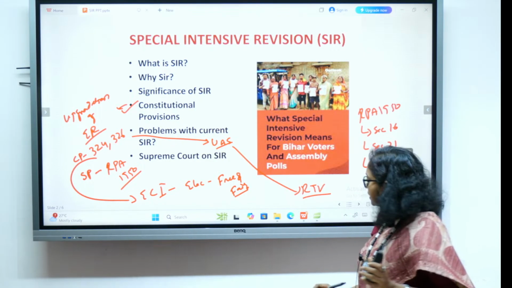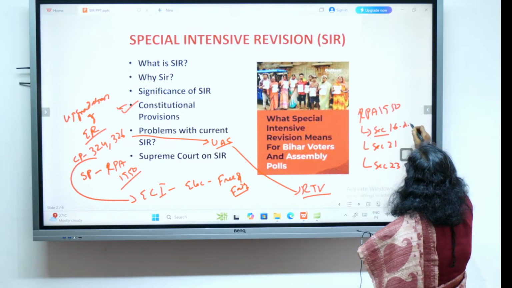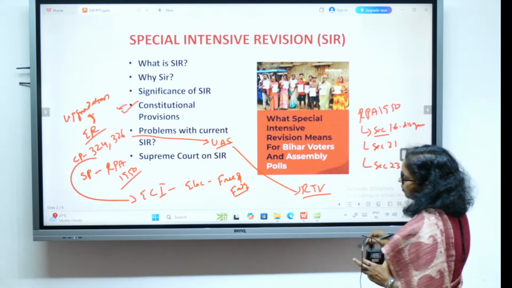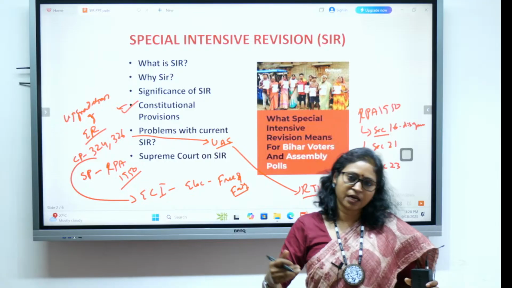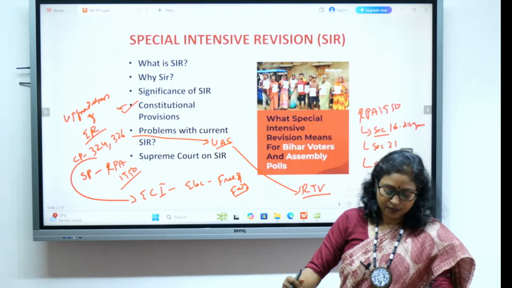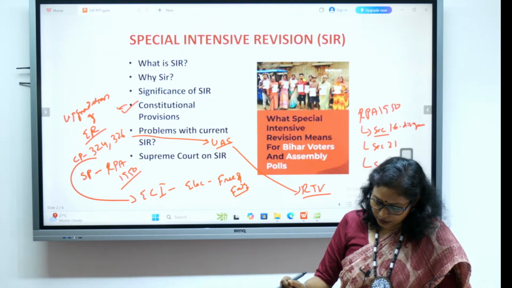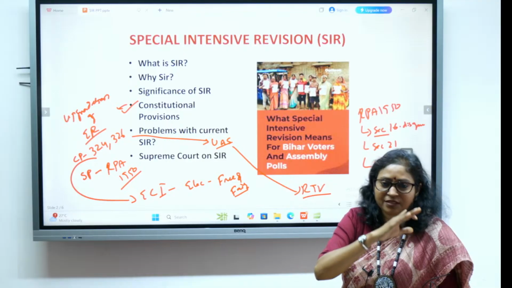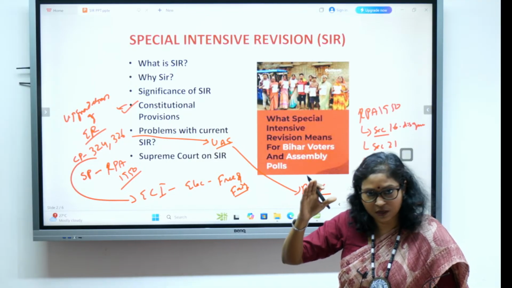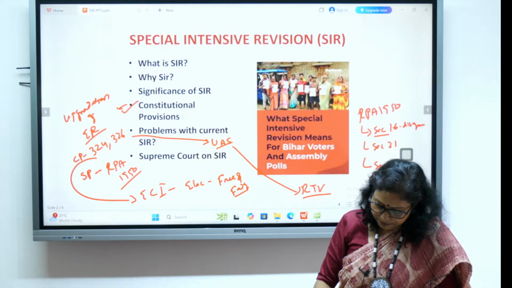So Section 16 deals with the disqualification of voters. On what grounds are voters disqualified from the electoral rolls? What are the grounds of disqualification? In what cases could their name be struck away from the electoral rolls, right? That is Section 16. Then you have Section 20.